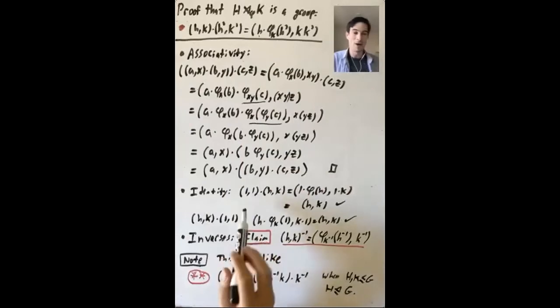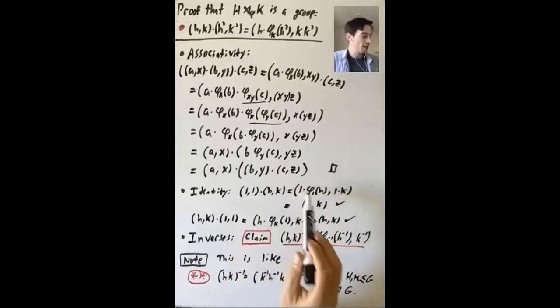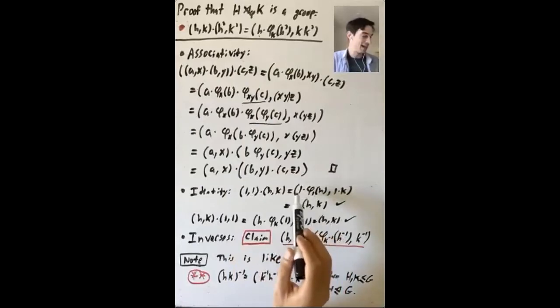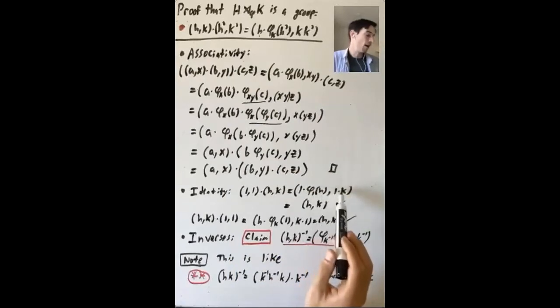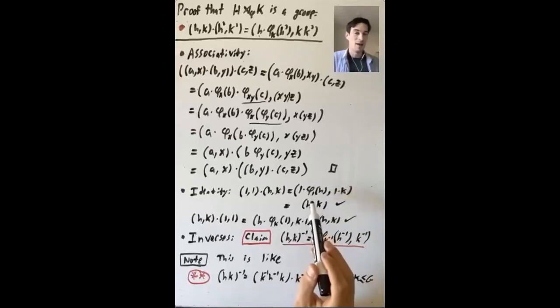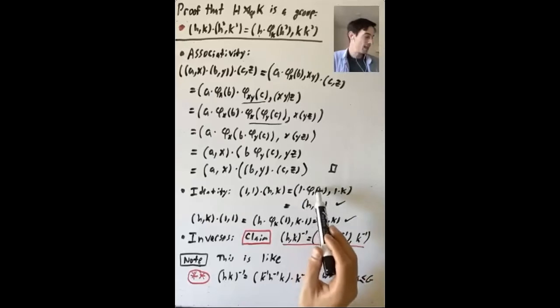I claim that (1, 1) is the identity: the identity of H, the identity of K. So what is (1, 1) times (h, k)? Well, it's 1 times phi_1 applied to h. This 1 is the identity in K, this 1 is the identity of H. And then 1 times k, which is just k. What is phi_1? Well, it must be the identity permutation of H. So we get 1 times h, which is just (h, k).